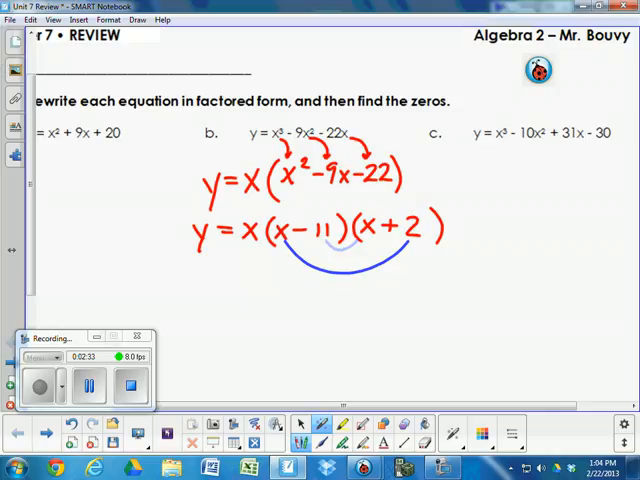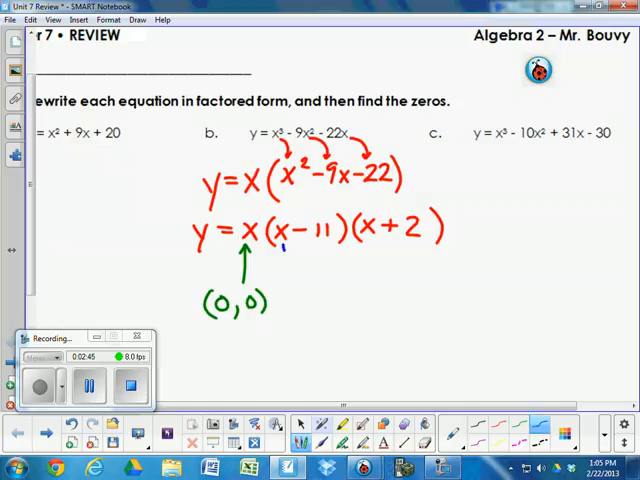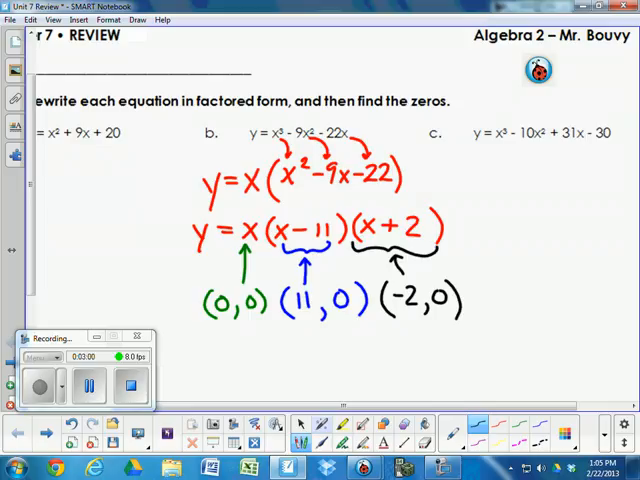So we have successfully factored this completely, and what would cause this x to be a 0 if that x was 0? What would cause this set of parentheses to be 0? If that x was an 11, it would produce 0. And what would cause this to become 0? Negative 2 would produce 0. That concludes 1b.